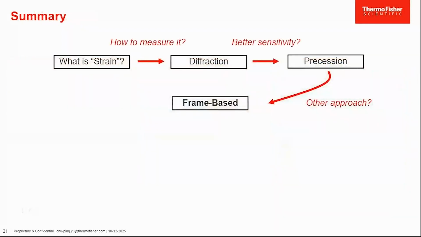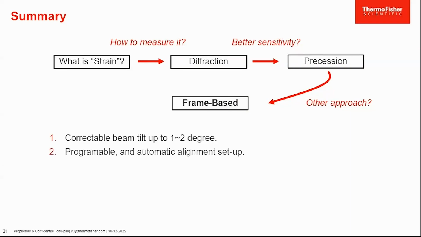So in summary, we've raised a lot of questions in today's presentation. So we start with what is strain, how do we measure it, and how to increase the sensitivity. And we've talked about precession as an approach to increase sensitivity. But in the end, we took another approach, which is the frame-based precession, because we want high strain sensitivity as well as good resolution. In today's presentation, we've shown a correctable beam tilt up to 1 or 2 degrees, a programmable and fully automatic alignment setup for frame-based precession.